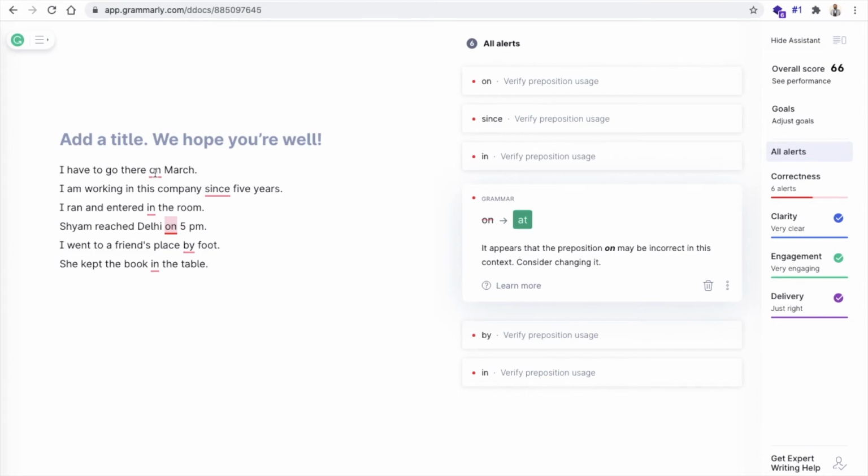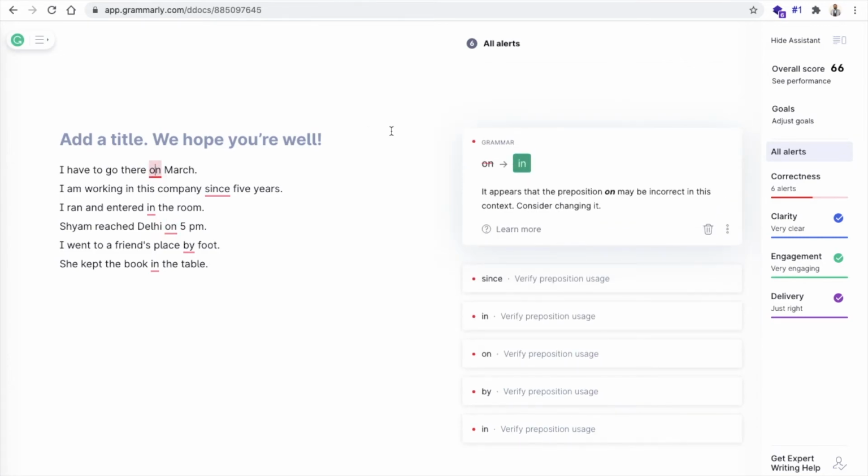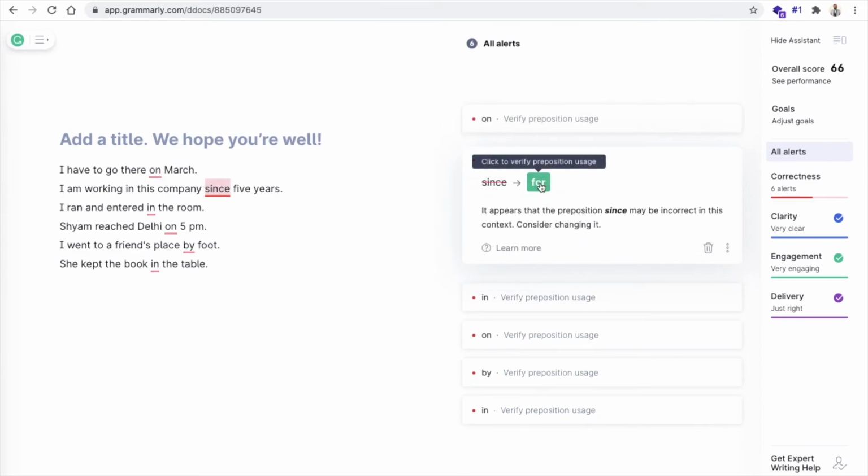So look at this. I have used this incorrectly. Grammarly is highlighting that this is incorrect, and instead of "on", I should use "in". Similarly here, instead of "since", I should use "for". And you can see in the other 4 examples as well.